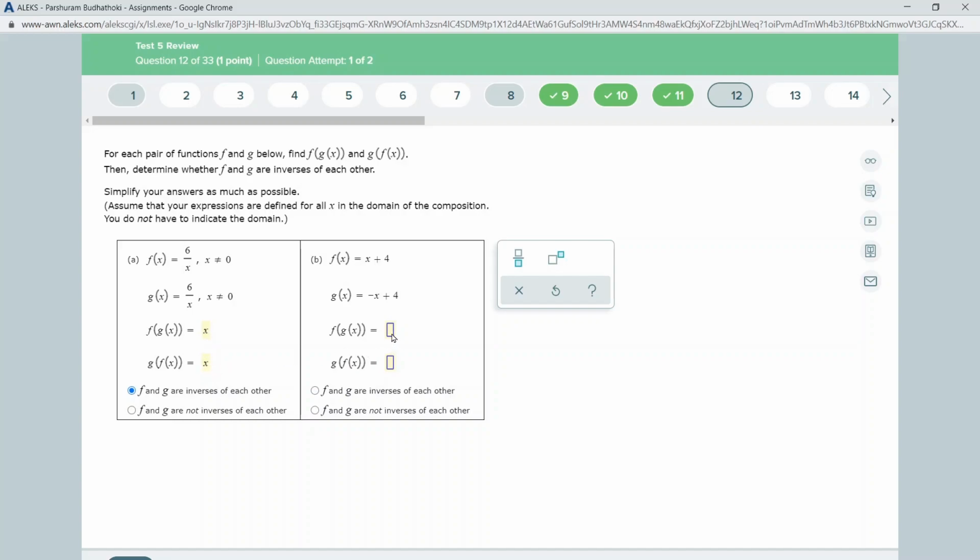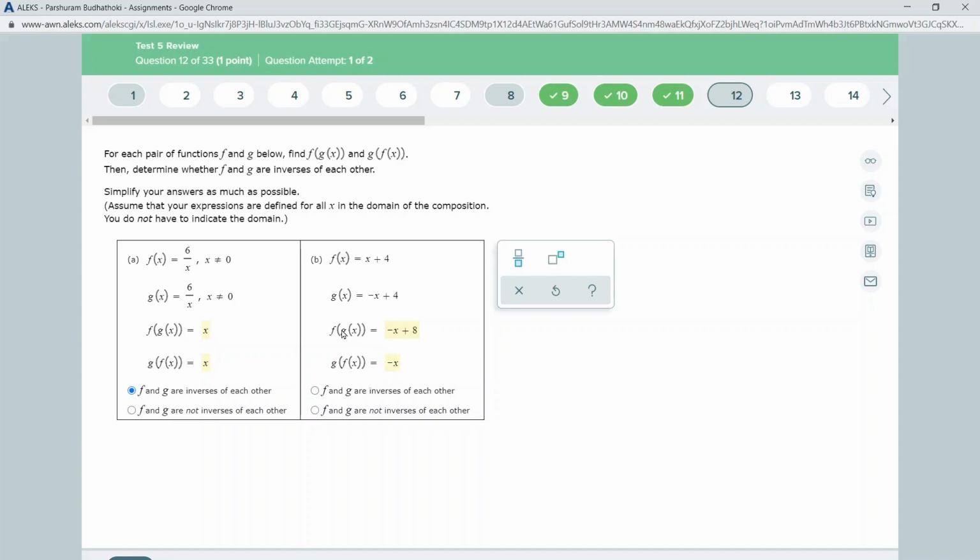If you try to do the same thing here, f composite of g of x, try to plug g of x in f of x, which is negative x plus 8. So that means negative x plus 8 plus 8. I'm just plugging g of x here, and now I'm plugging f of x in g of x. So that will be negative x, negative 4 and positive 4 cancel out, so it will eventually be negative x.